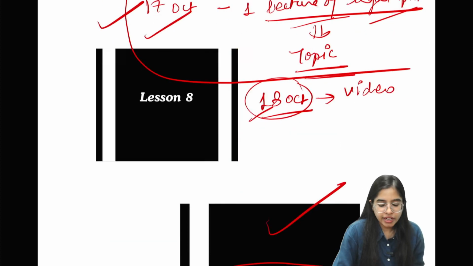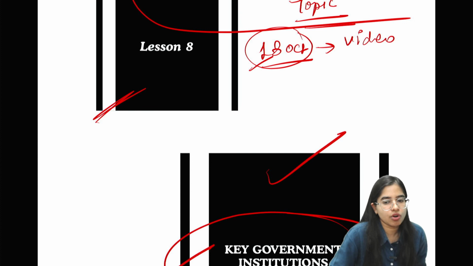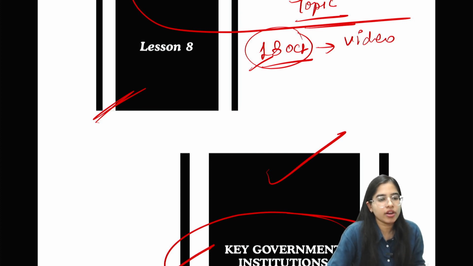So with this, we are ending today's class. Tomorrow we will have the last lecture of business environment. Very easy, very scoring subject. 25 marks in your hand. Do revise chapter number 7 today itself.